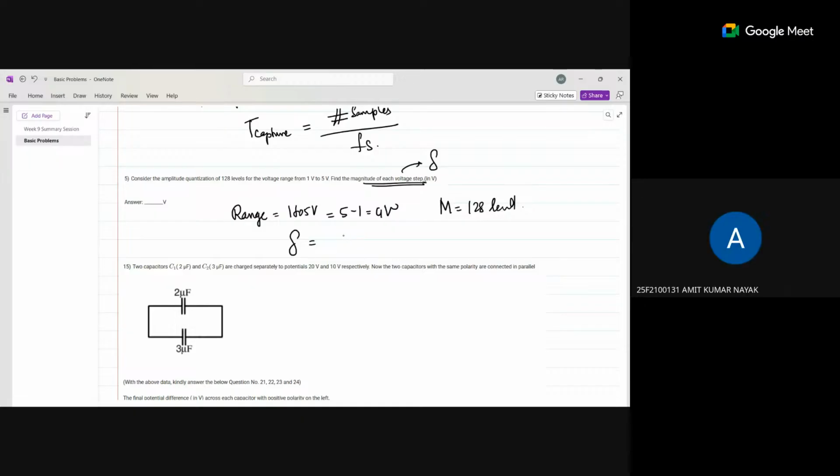It's 4 divided by 128. Is it 0.031? Yeah, it's 0.03125.